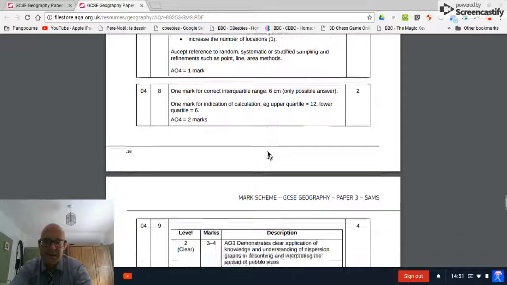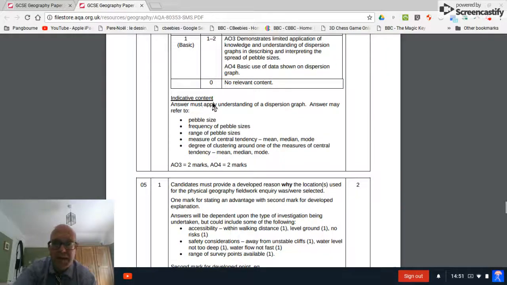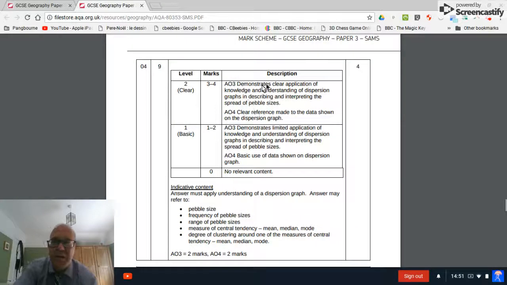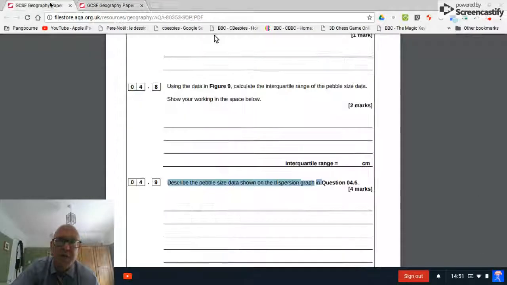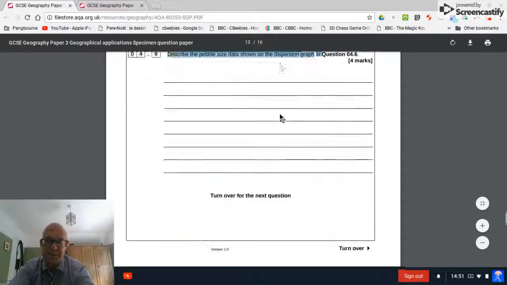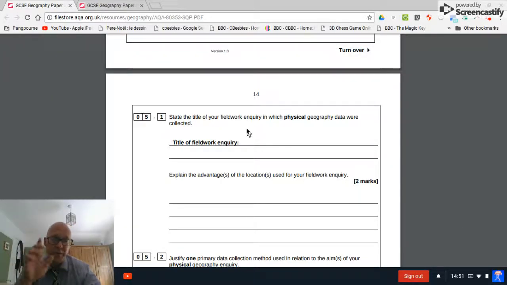And it says down to here, levels marking. Woohoo! So let's look at what they say first of all. Answer must apply understanding of a dispersion graph. Answers may refer to pebble size, frequency, range of pebbles, measures of mean, mode, and median. And all they're looking for essentially up here is the idea that demonstrates clear application of knowledge and understanding of a dispersion graph in describing data. Now, you're not going to get a dispersion graph, so there's no point going too much into this. You're going to get some other graph, which you've got to be able to explain. And then it gets into your fieldwork question, and I'm going to pause the video here and make a part 2 just about explaining for your fieldwork. Okay?